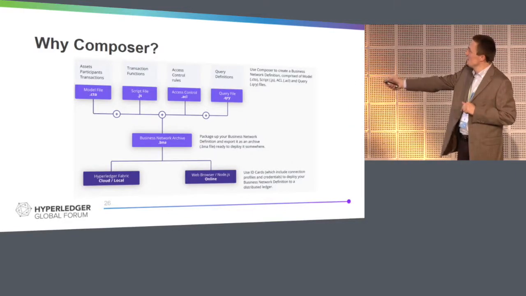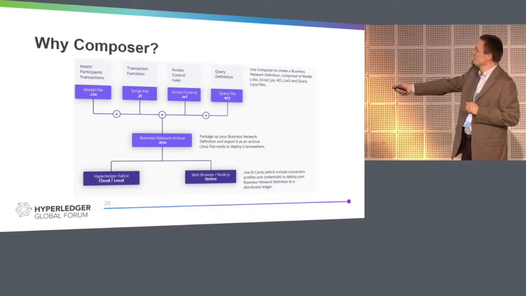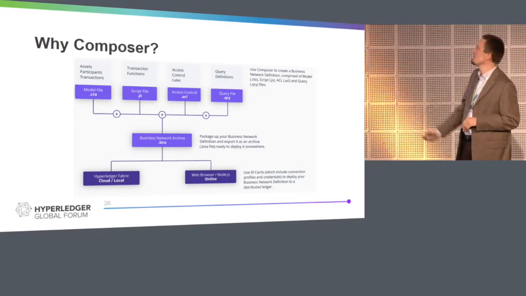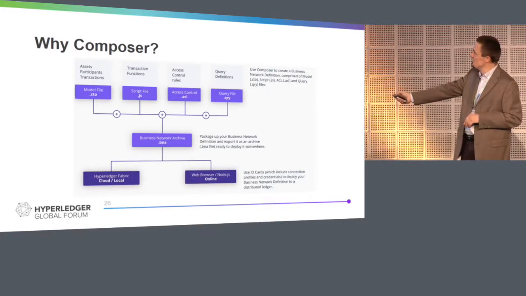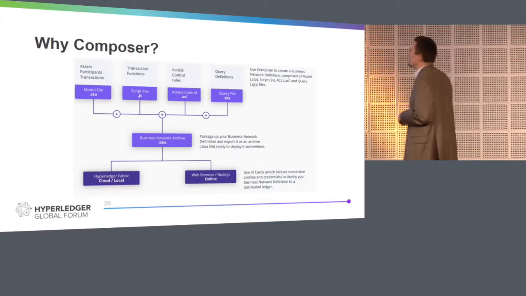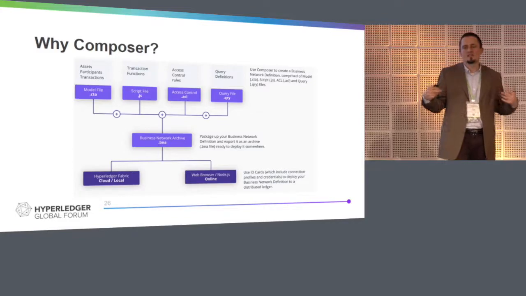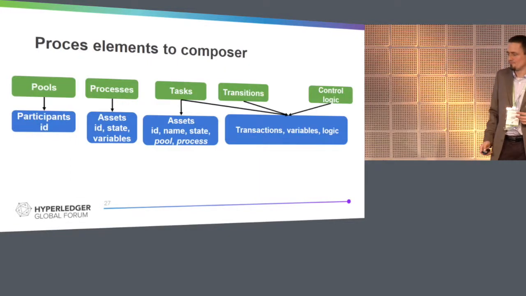So what you see here are exactly similar things as they were in the process. So assets, transactions, access control rules, which are here elements of the language, and query definitions. From these, of course, these would be the most important in order to create a business network archive, which will act as it should act according to the process definition.